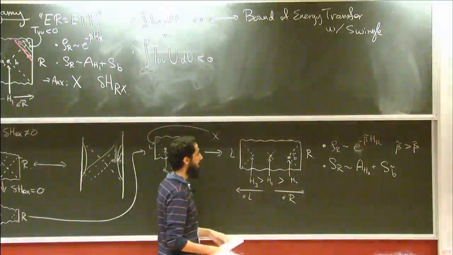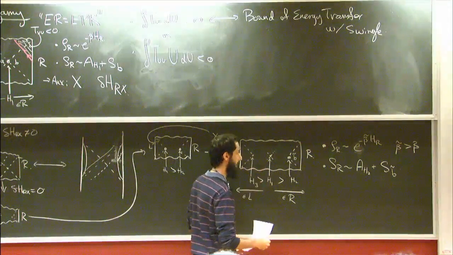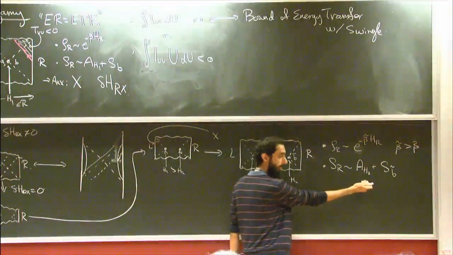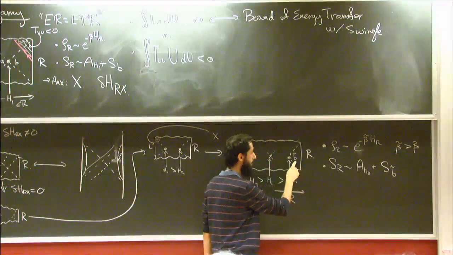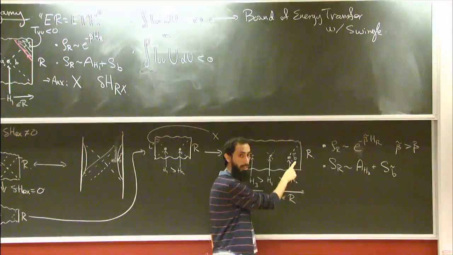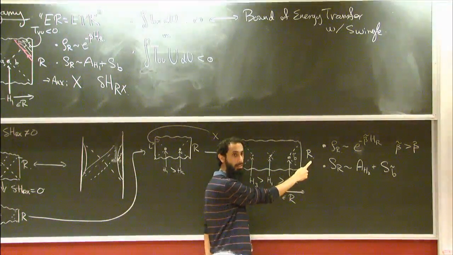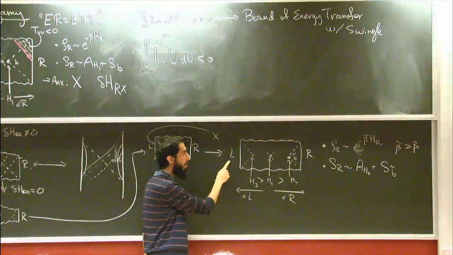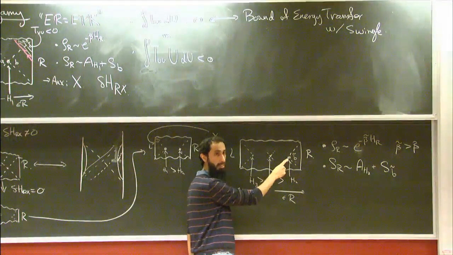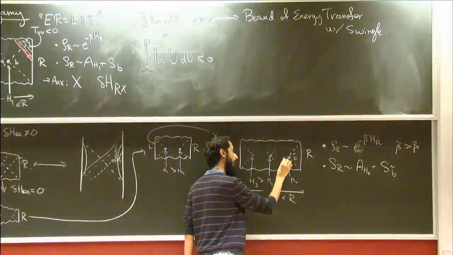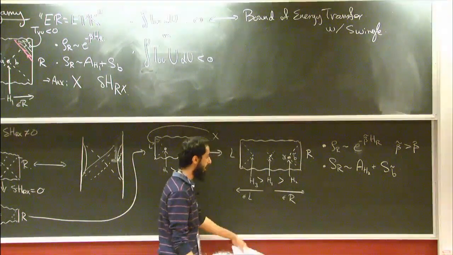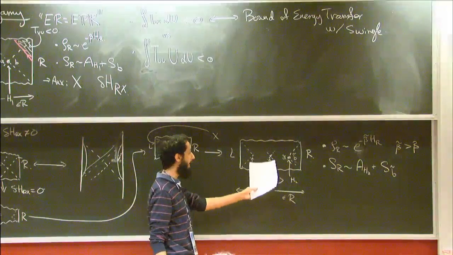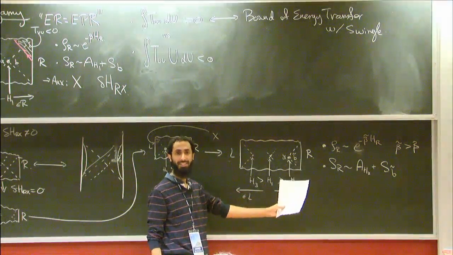Why? Because, again, due to this statement, B tilde must be entangled with whatever R is entangled with. And therefore, B tilde needs to be entangled with L. But in order to have a smooth horizon, B tilde needs to be entangled with A tilde. But we just said by this dictionary that A tilde is part of R.